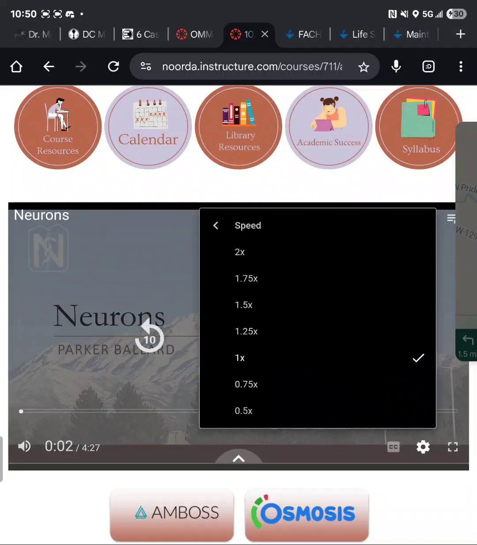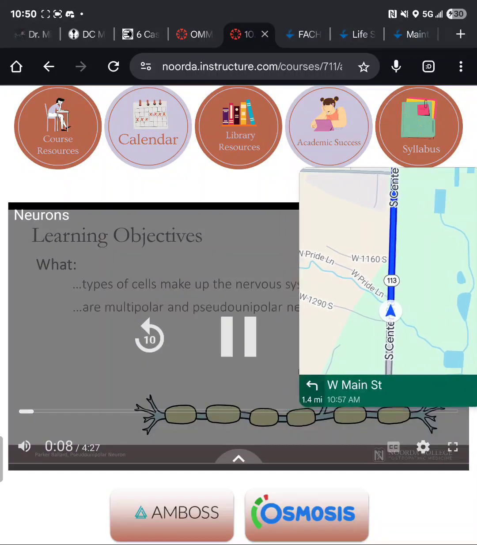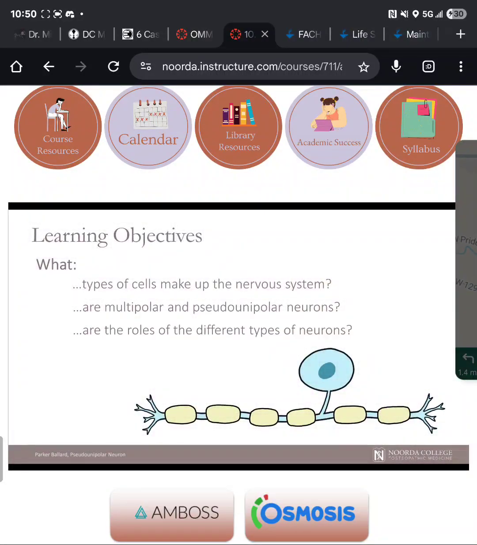Hey, let's talk about neurons. And as we do, we're going to answer a couple questions like what types of cells make up the nervous system, what are multipolar and pseudo-unipolar neurons, and what are the roles of the different types of neurons like the somatic motor and visceral motor neurons and the visceral sensory and general sensory neurons.